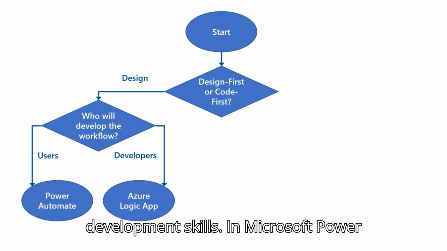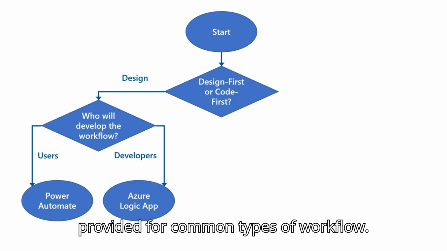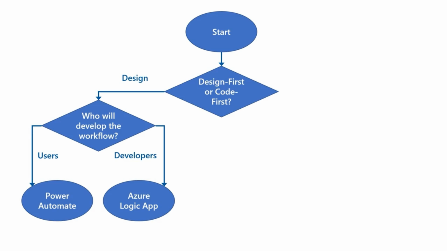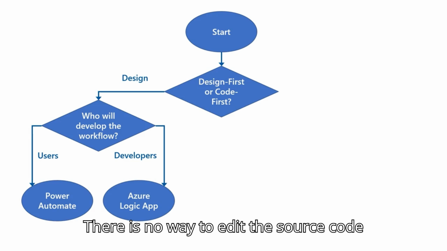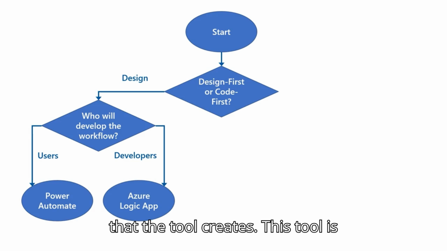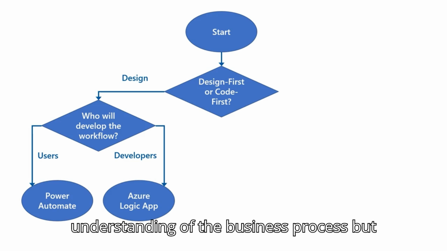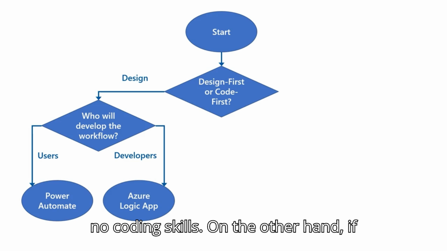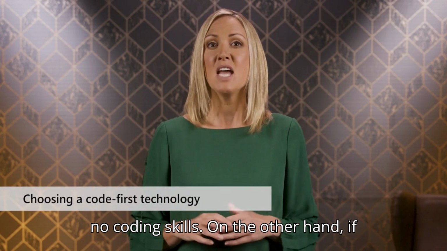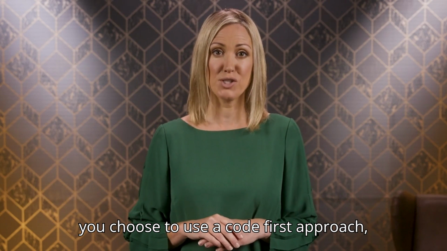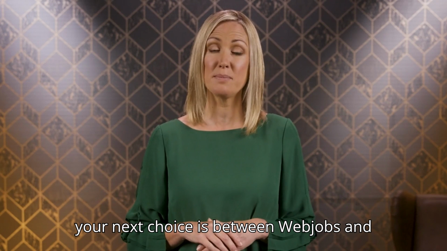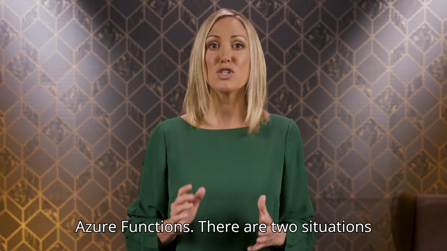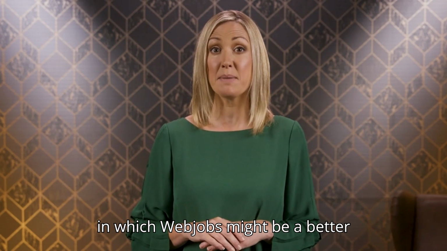In Microsoft Power Automate, extra help and templates are provided for common types of workflow. There is no way to edit the source code that the tool creates. This tool is designed for users who have a good understanding of the business process but no coding skills. On the other hand, if you choose to use a code-first approach, your next choice is between web jobs and Azure Functions.